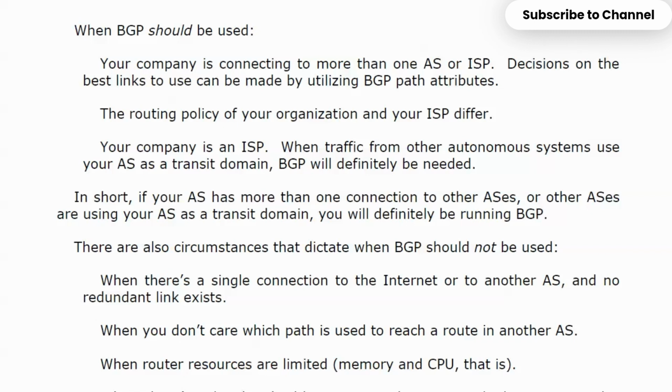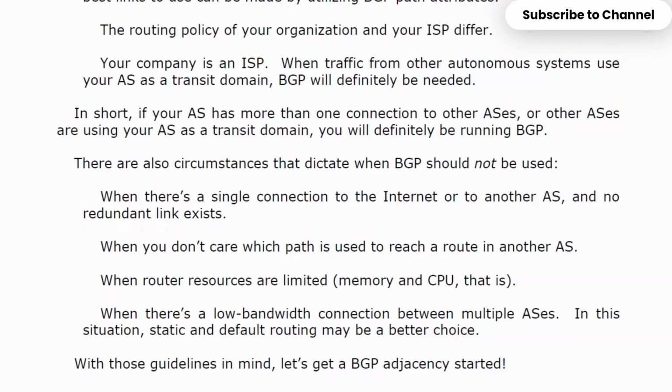There are a few circumstances when you should not use BGP. When there's a single connection to the internet or to another AS and no redundant link exists. When you don't care which path is used to reach a route in another AS, you may have that situation. And when router resources are limited, again, that's a relative term, but BGP does hammer the memory and the CPU quite a bit. And also, when there's a low bandwidth connection between multiple ASs, in that situation, we may go with some static and default routing instead of running BGP.